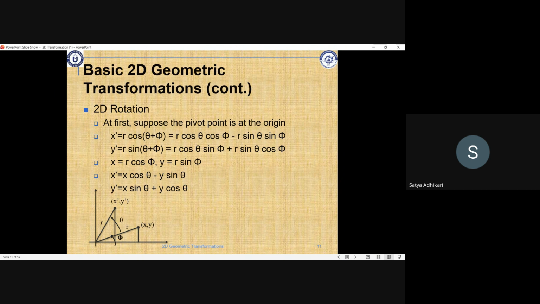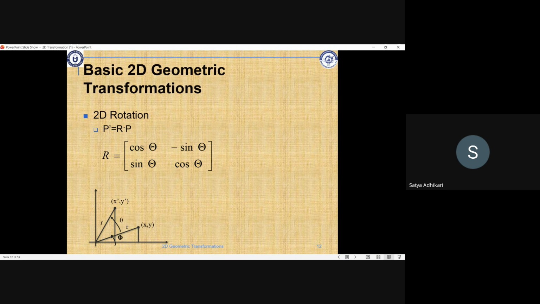So x dash is equal to x cos theta minus y sin theta, and y dash is equal to x sin theta plus y cos theta. And this is the transformation matrix. But you see, this is not the homogeneous coordinate. Since this is a 2D geometry, we can use this formula.